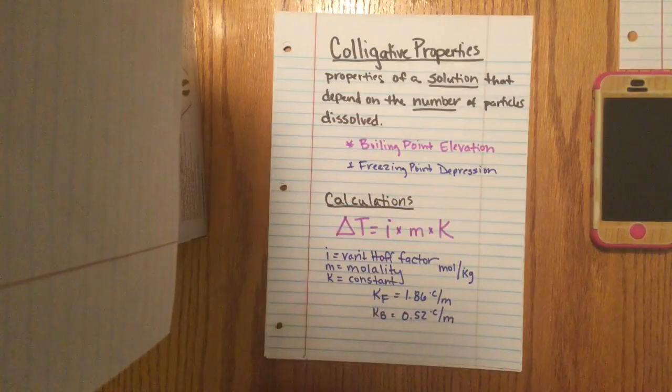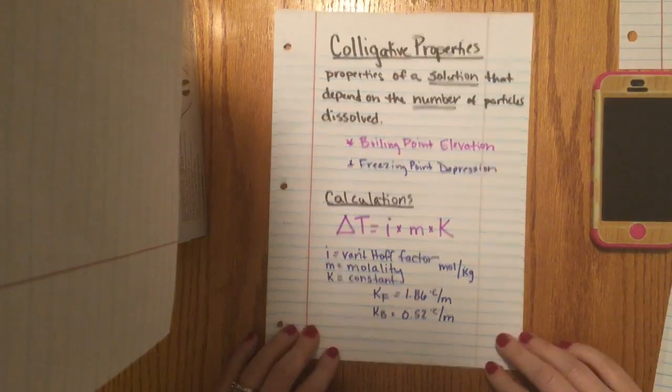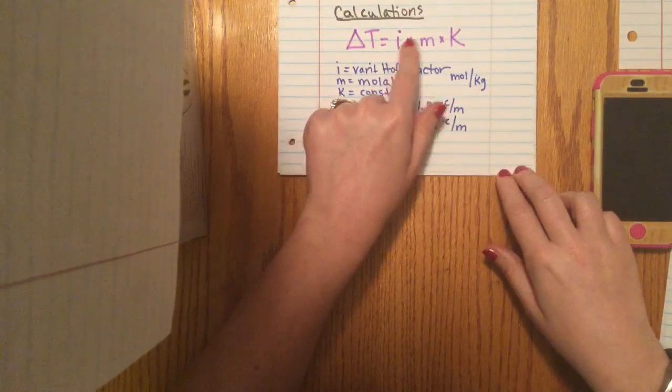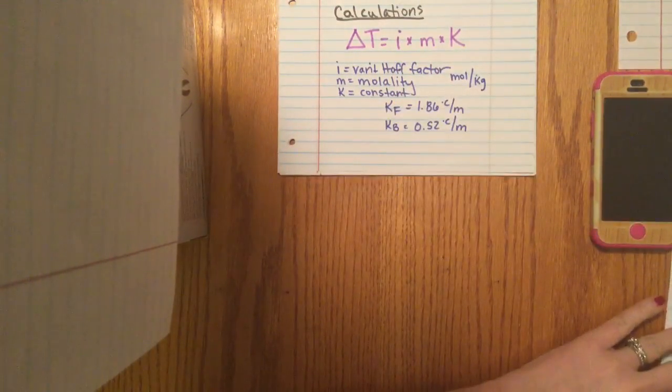Alright, so let's look at a couple of examples. We're going to go through 4 examples, and then in the next video we'll go over a couple of homework problems. And we're going to make sure that we are focusing on the idea of delta T equals i times m times K.